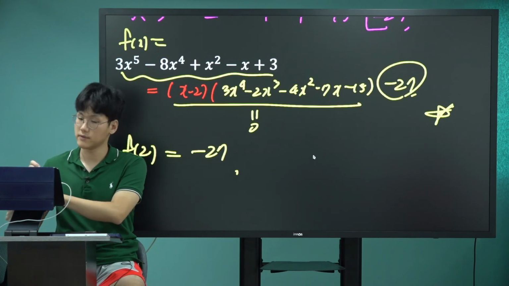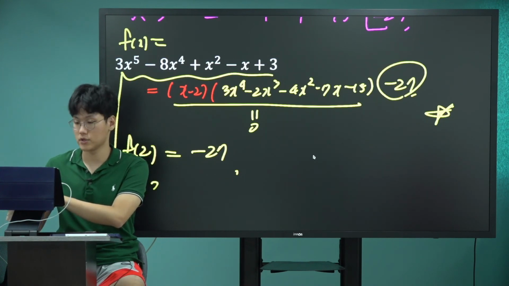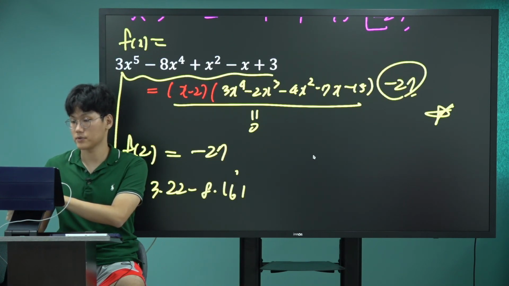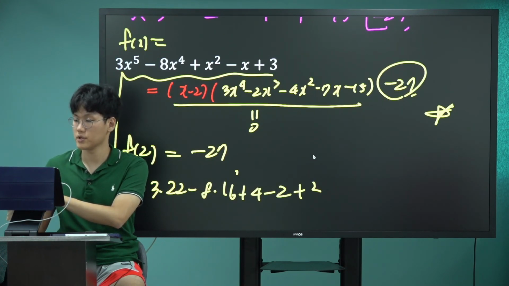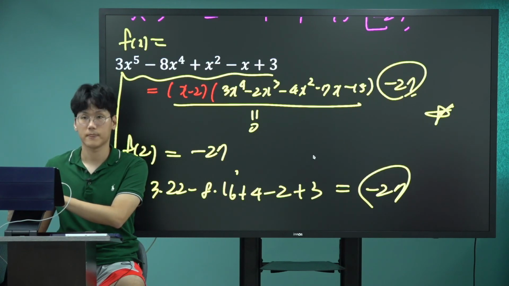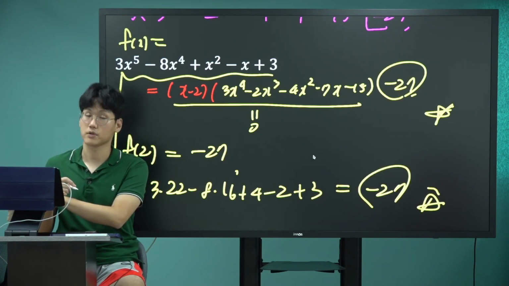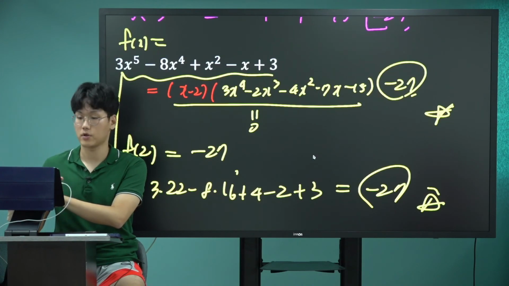Okay? So let's have a look. If I put 2 there, that's 3 times 32, minus 8 times 16, plus 4 minus 2 plus 3, which does become -27. So what I've just briefly mentioned is something called the remainder theorem that we are going to talk about now.